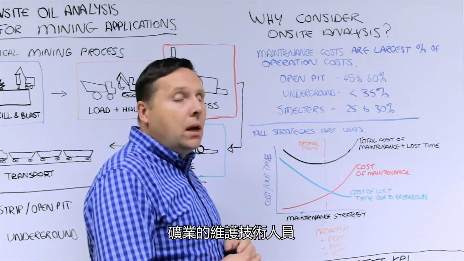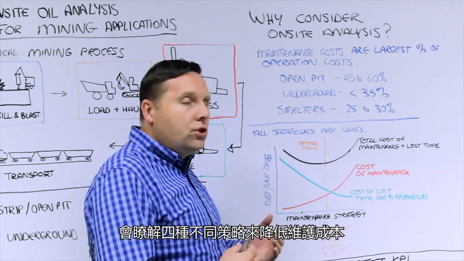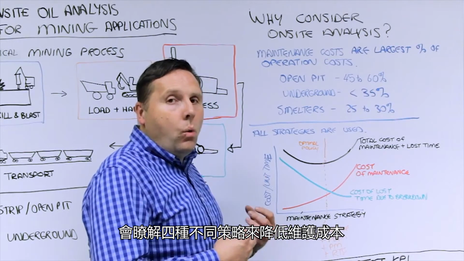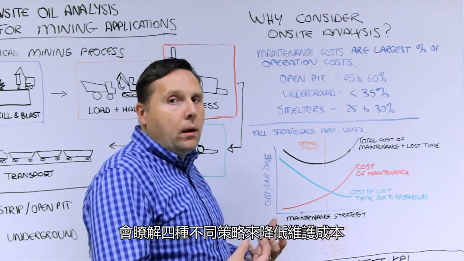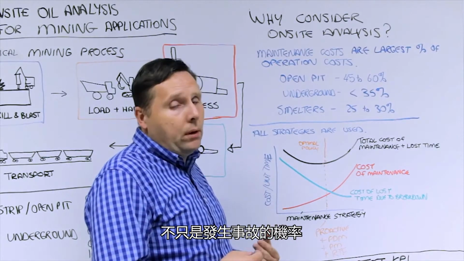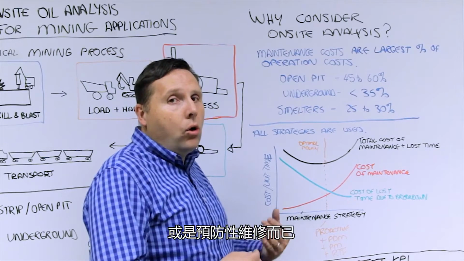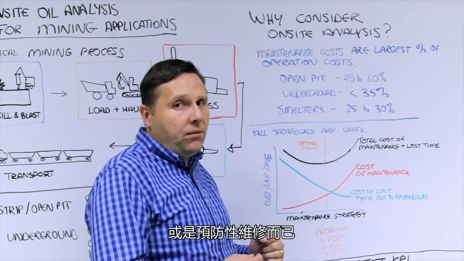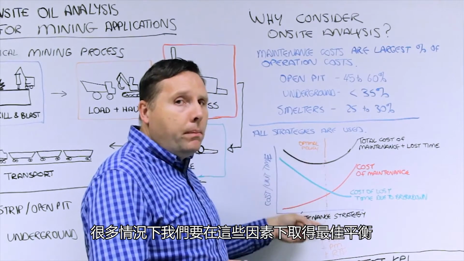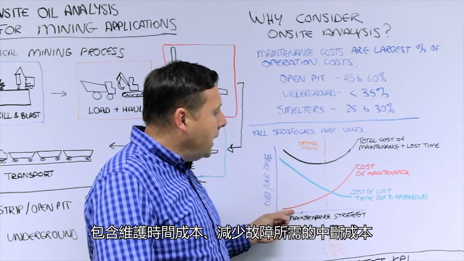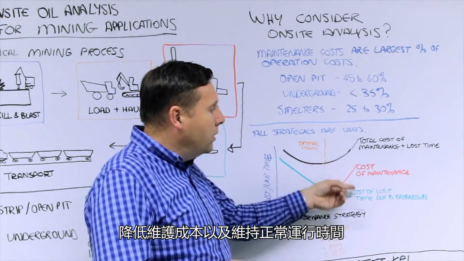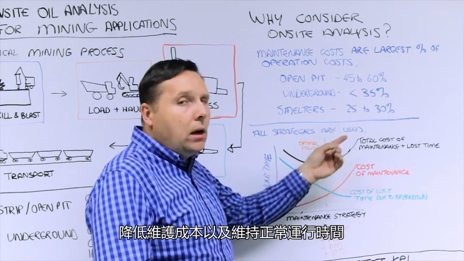Mine maintenance personnel will understand that they're going to use all 4 maintenance strategies when they approach their maintenance costs. And it's not a question of just dropping run to failure or focusing completely on proactive maintenance. In many cases, what they're trying to do is strike an optimal balance between the time it takes and the cost of disruption to reduce breakdown and reduce the cost of maintenance and to maintain uptime.